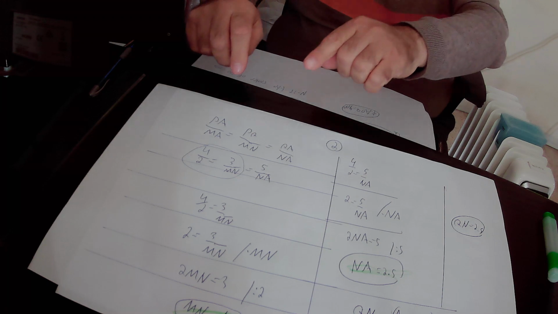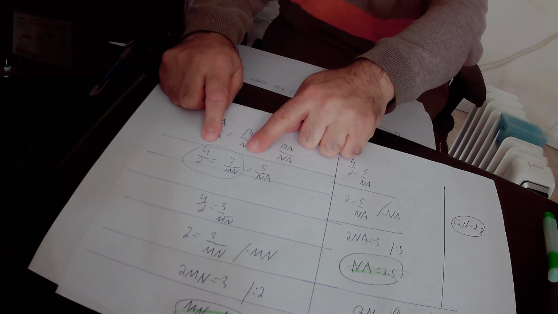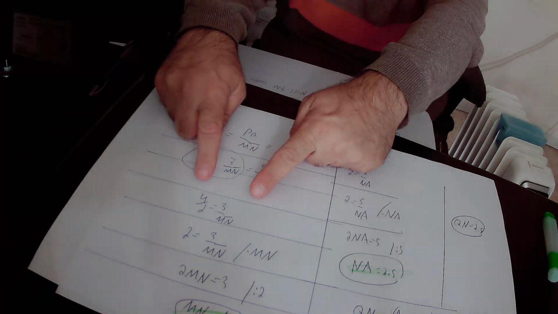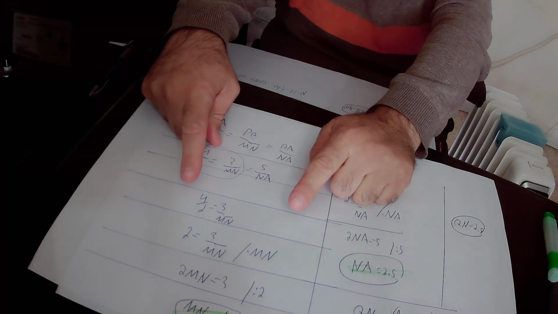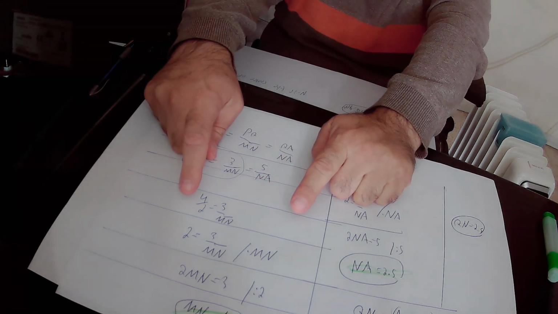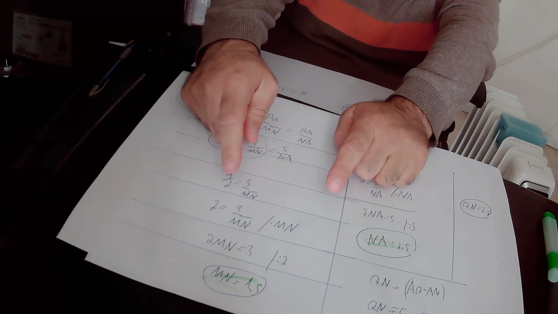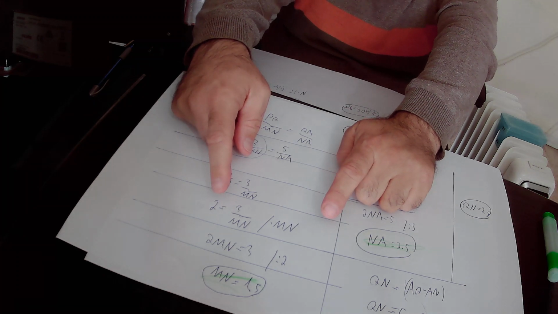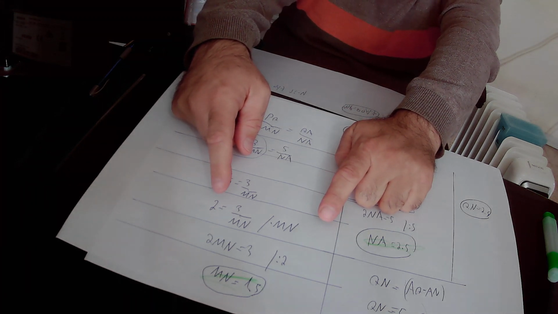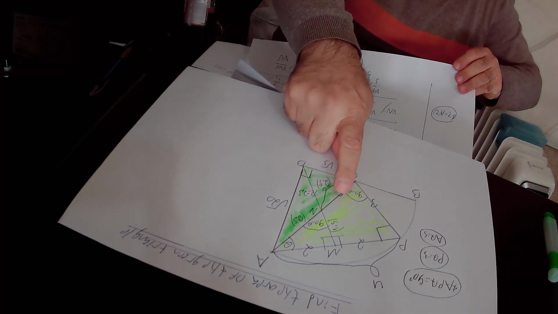From this equation we can conclude that 4 over 2 equals 3 over MN. 4 over 2 is 2, so 2 equals 3 over MN. We multiply this equation by MN and find that 2 times MN equals 3. Then we divide this equation by 2, and finally we get that MN equals 3 over 2, that is 1.5 units. Here, MN equals 1.5 units.